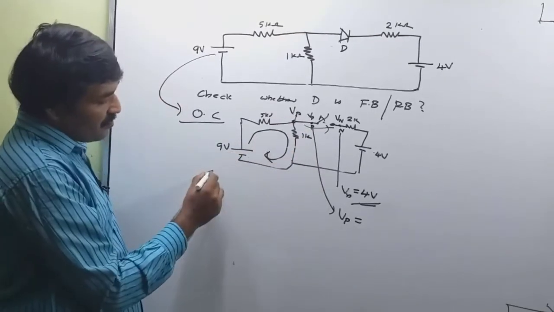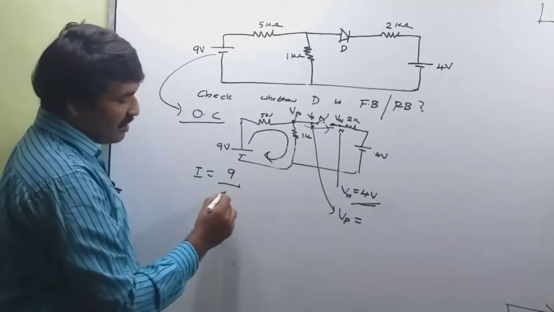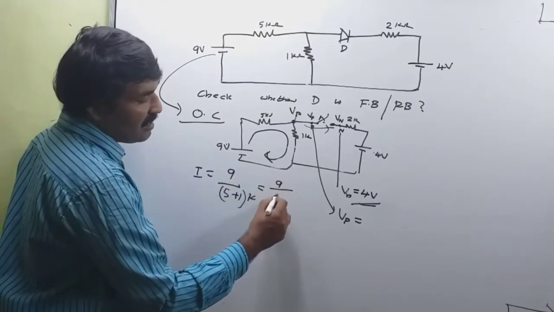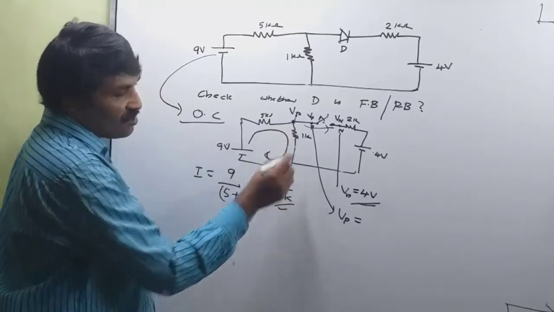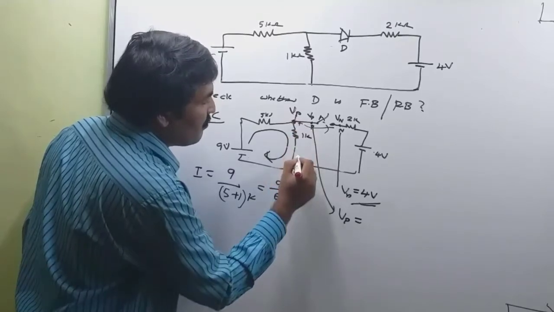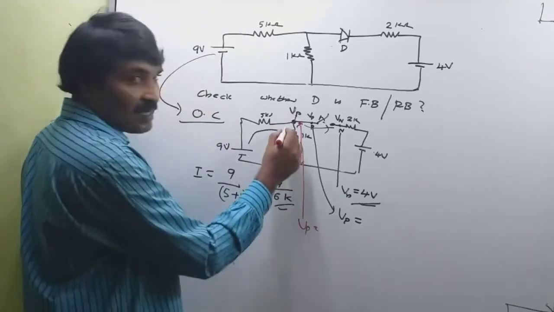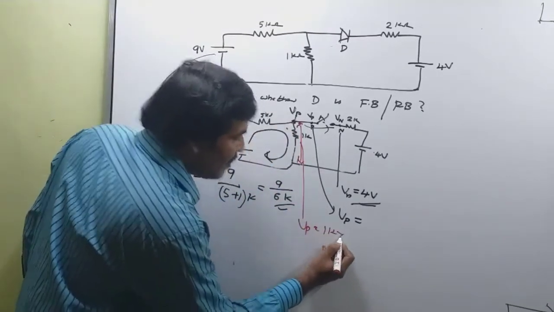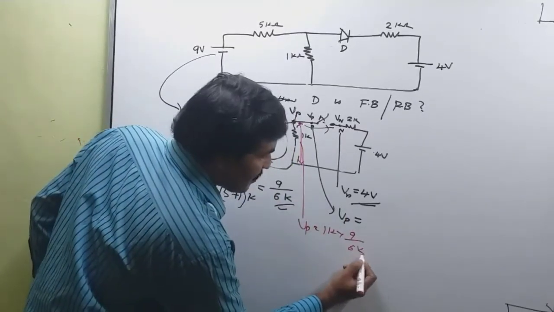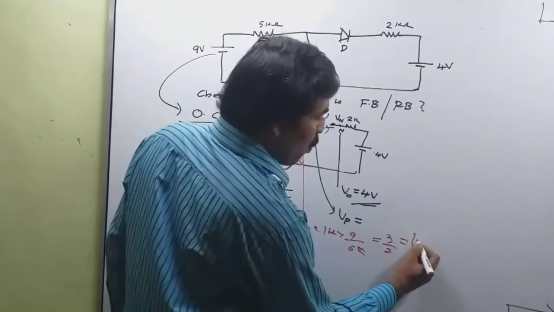Now what is the current? Current through the circuit is equal to 9 divided by 5 plus 1K, that is 9 by 6K. So the voltage at this point Vp is equal to this resistance, 1K, into the current flowing through this element, that is 9 by 6K. That is equal to 9 by 6, that is 3 by 2, equal to 1.5 volt.